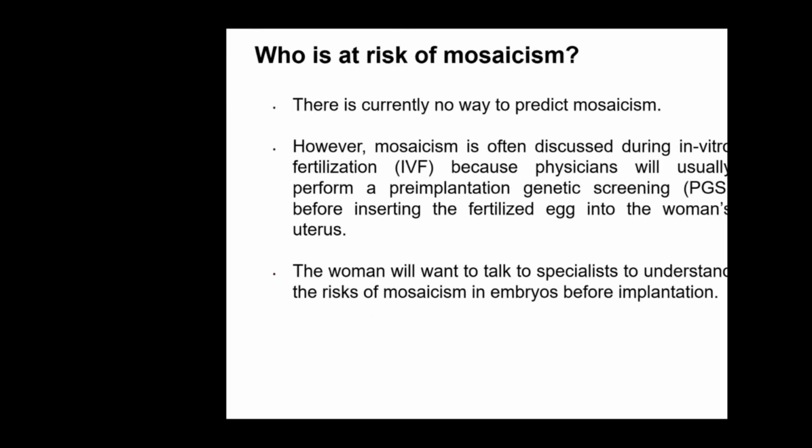Today, there is no way to predict mosaicism. However, mosaicism is often discussed during in vitro fertilization because doctors will usually perform a preimplantation genetic screening (PGS) before inserting the fertilized egg into the woman. The woman will want to talk to specialists to understand the risk of mosaicism in embryos before implantation.